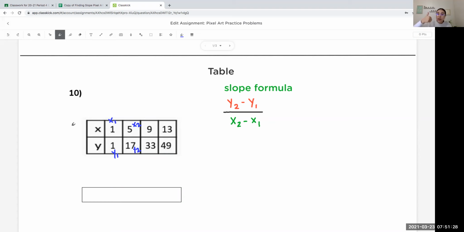So give me a thumbs up if you're okay up to there. Just finding 2 points, labeling them x1, y1, x2, y2. Give me a clap if that's the part that's maybe confusing you. Okay, we're good with that.